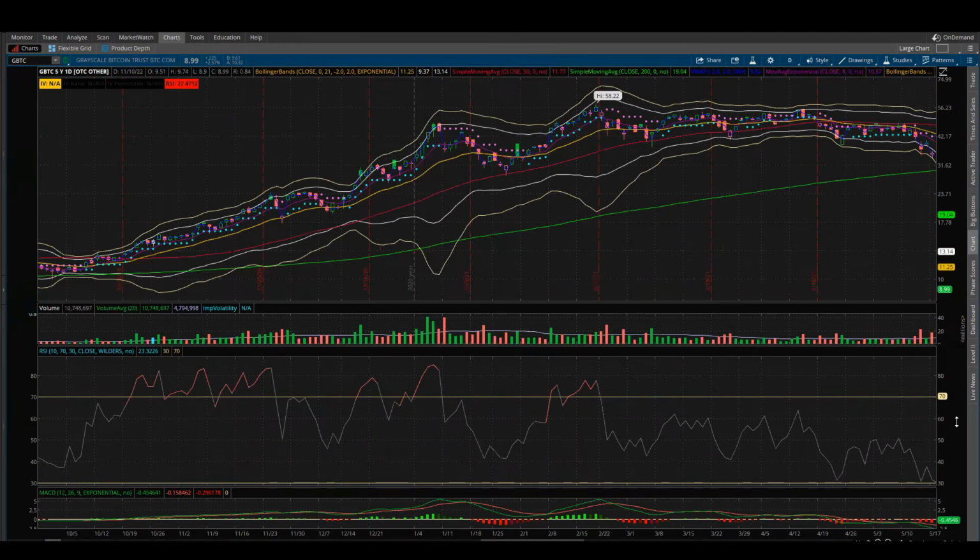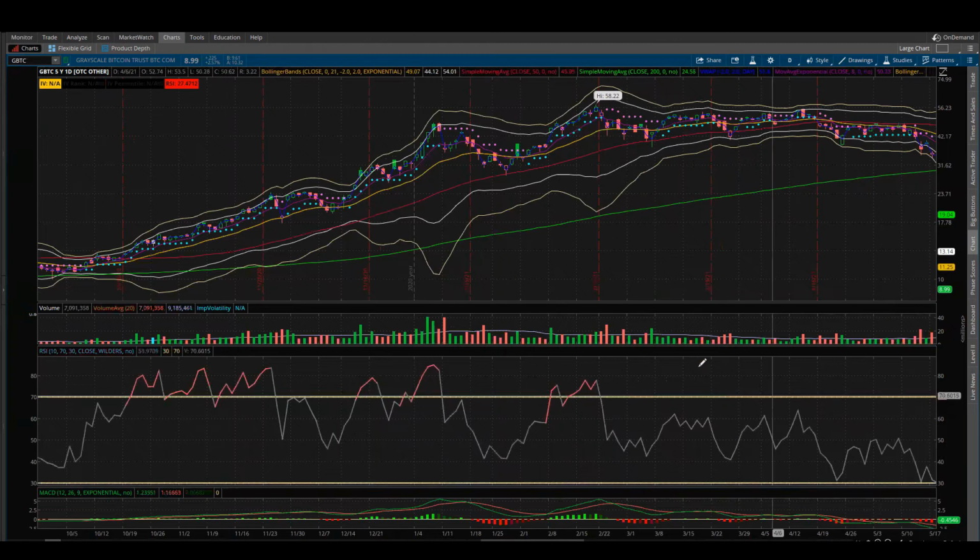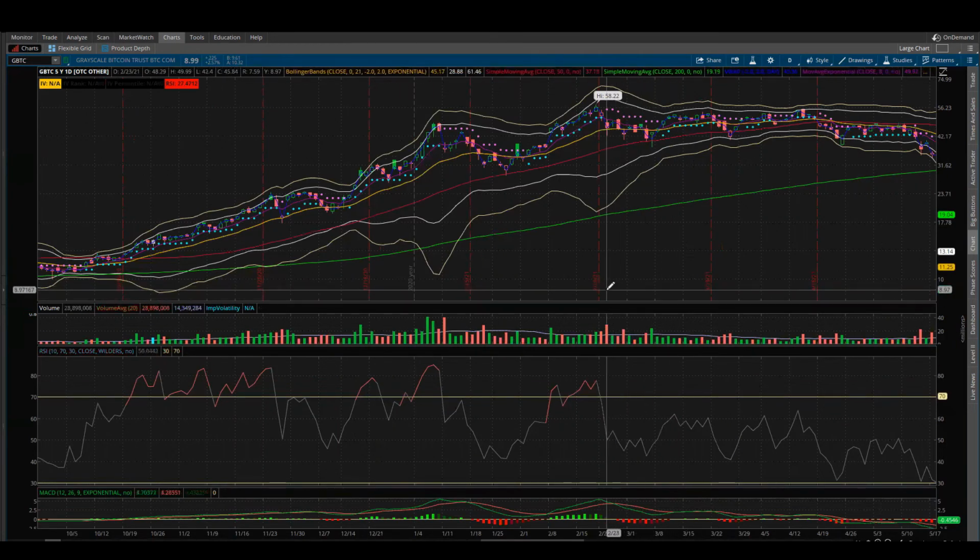So this is a daily chart now of the Grayscale Bitcoin Trust, GBTC. And so I just wanted to show you that this works on any time frame. The last chart was on a 10-minute chart we were looking at. This one's on a daily. So this was back in February of 2021, right when Bitcoin was reaching its peak.